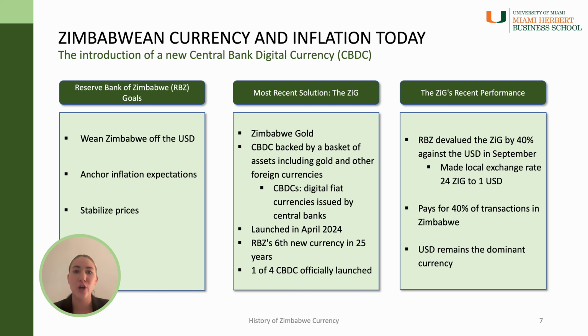Just back in September, the RBZ devalued the currency by 40%, making the local ZiG USD exchange rate 24-1. Its success also hinges on Zimbabwe citizens willingly adopting and actually using the currency. This statistic has grown over the past few months, but as of right now, only 40% of transactions in Zimbabwe are paid for in this new CBDC. And the USD remains the dominant currency across the nation. Only time will tell if this currency will actually help Zimbabwe wean off the dollar while keeping inflation at bay.